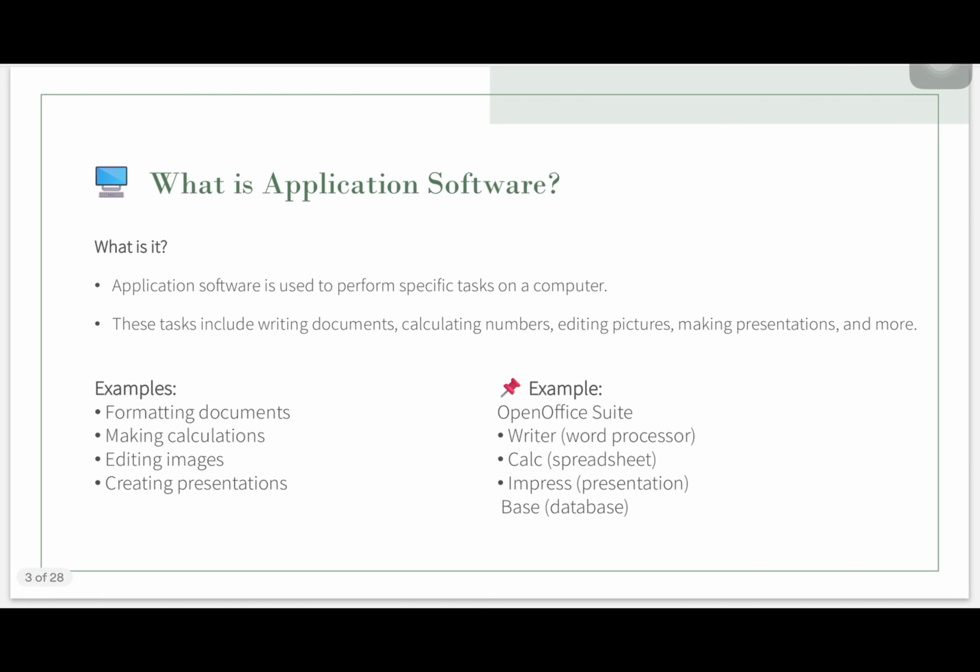First point, what is application software? Application software is used to perform specific tasks on a computer. It means application software are those software which are specifically made to perform a specific type of task on a computer. For example, if you want to listen to music, which application do we use? For example, Spotify, Ghana, like this.